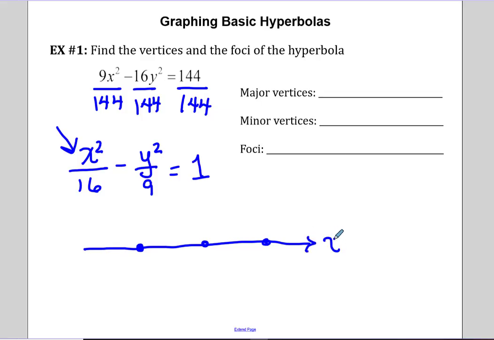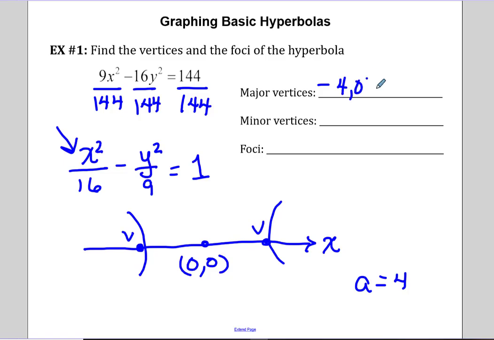So I would think about my hyperbola going this way, where the branch would be here, and the center would be the origin. So if you're thinking about the vertices, the a value would be 4. So if a is 4, then our vertex points would be here at (4, 0) and (-4, 0). So those would be our major vertices.